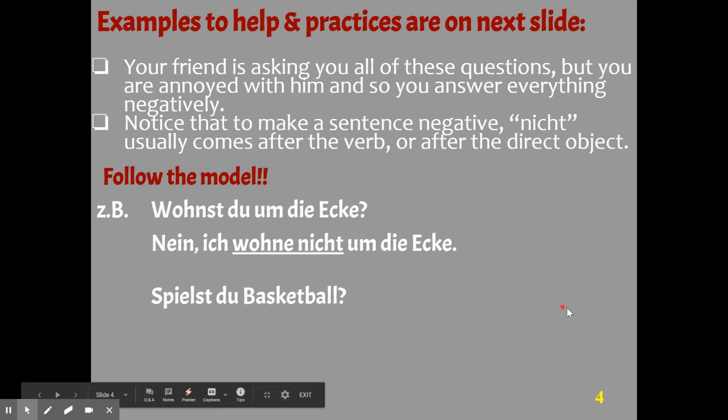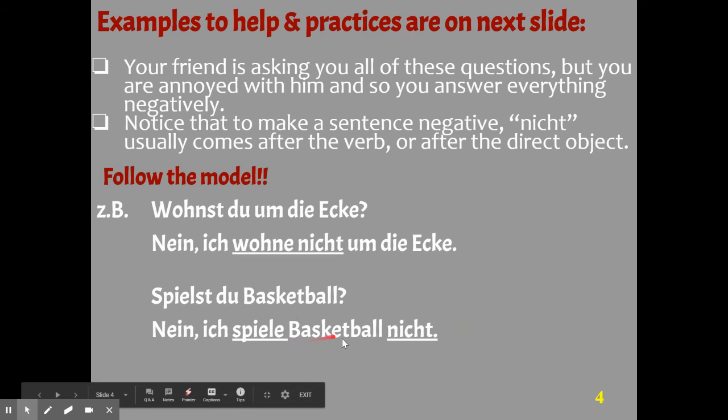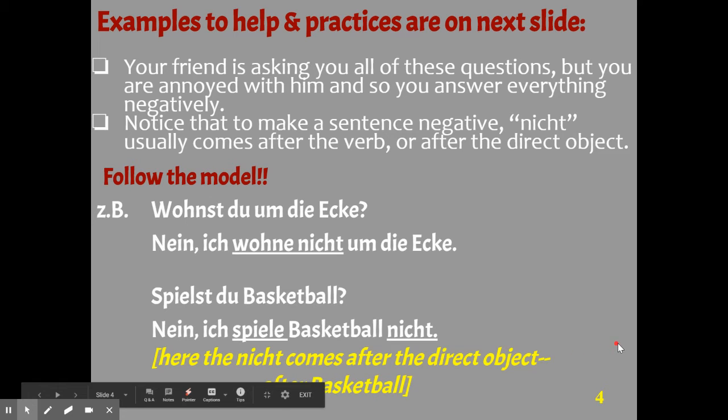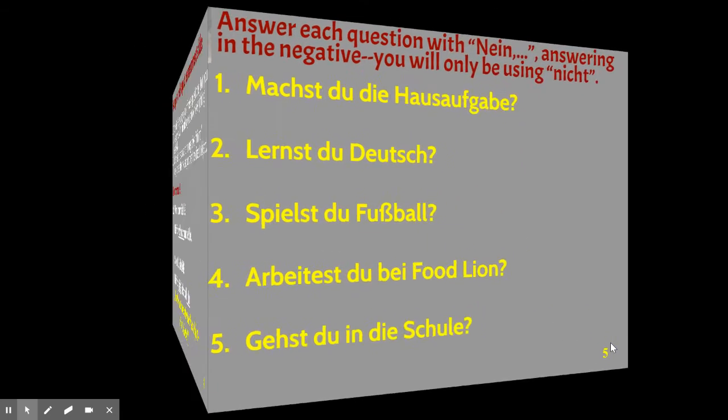Another example, spielst du Basketball? Nein, ich spiele Basketball nicht. Because basketball is a direct object and a noun, I'm going to put nicht at the end. However, if you made a mistake and you were thinking that it was Nein, ich spiele nicht Basketball, that would still be understood and would not be that wrong, which is why this is not something that we would take a quiz on, but more like something just to be exposed to.